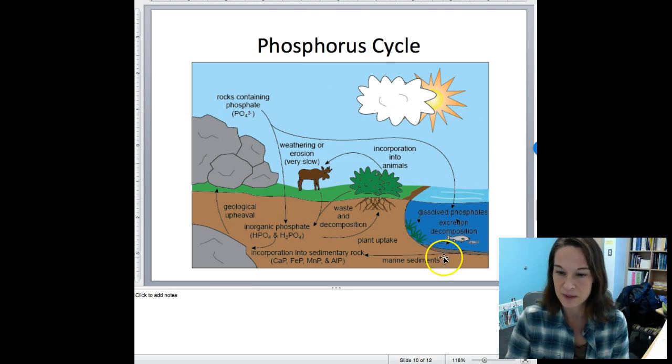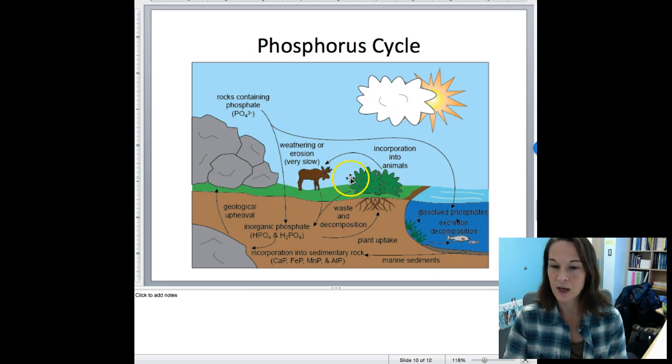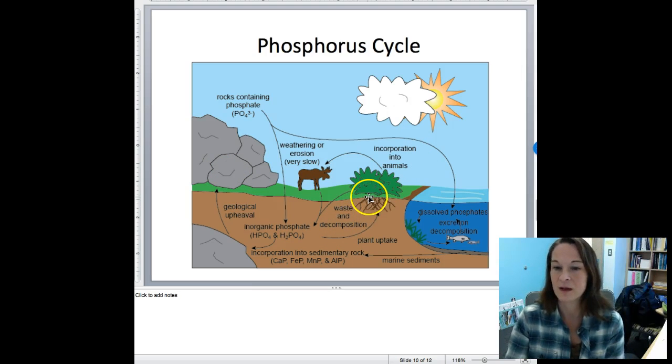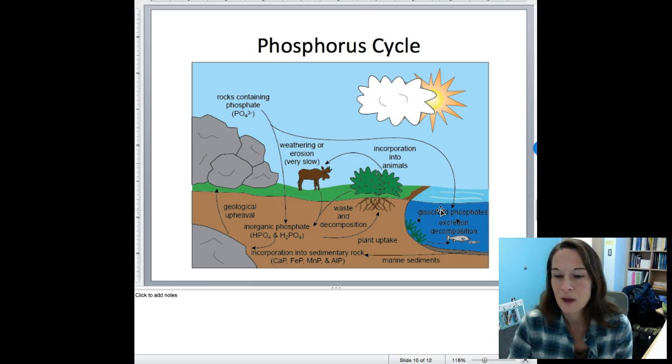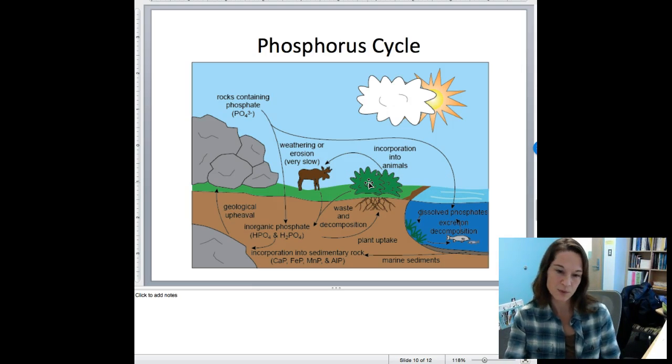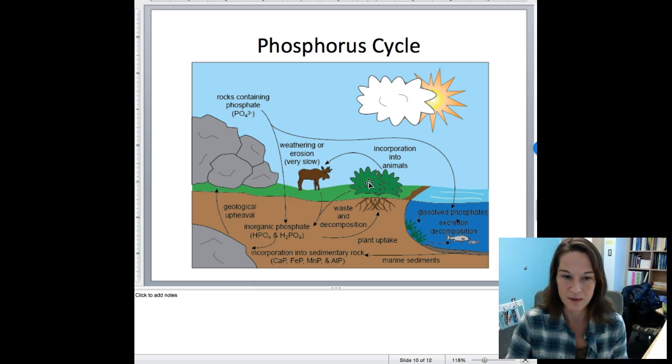So what often happens is that phosphorus ends up in the ocean through the process of runoff and incorporation into animals, which eventually end up in the sea. That gets incorporated into marine sediments. And then the only way really to get that back up to the surface of the earth is through some kind of geological upheaval. The only other way that can happen is through seabirds bringing guano from marine environment onto shore where they nest, and they leave that guano, which is basically bird poop, and that allows phosphorus to get transferred onto terrestrial environments.